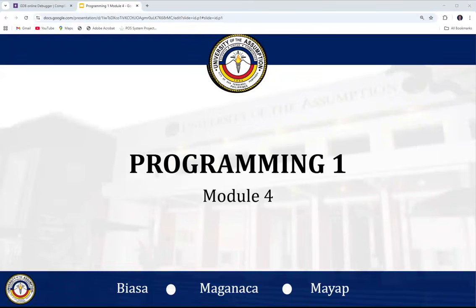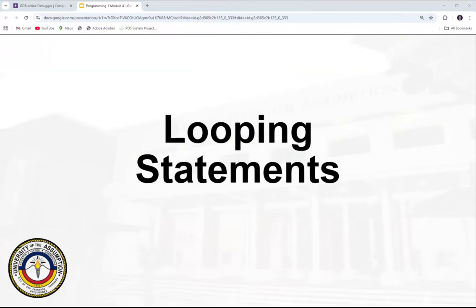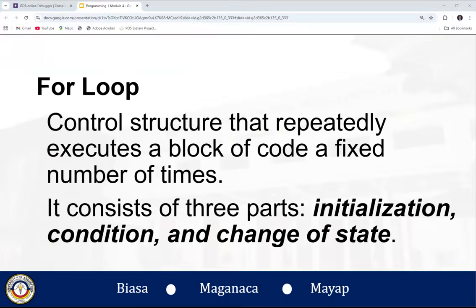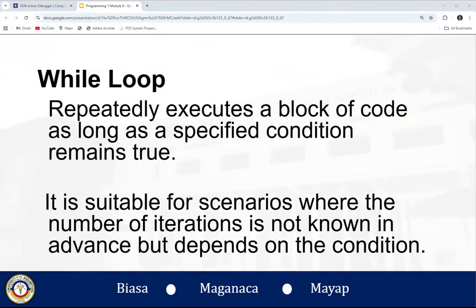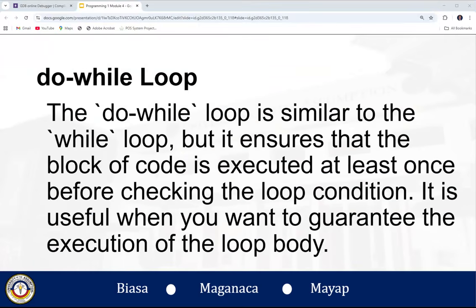With our lesson, again, it's a continuation of the looping statements. For the lesson last time, we are done with the for loop. We are also done with our while. And we will now be going to the do while loop.